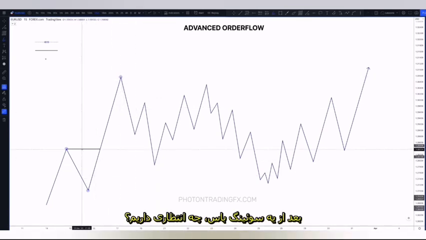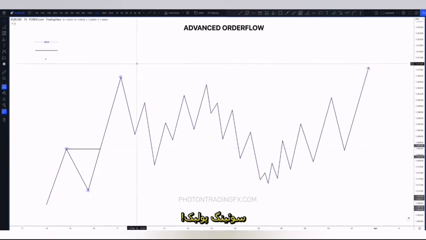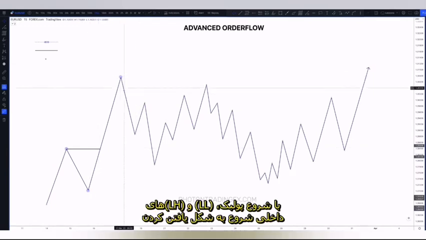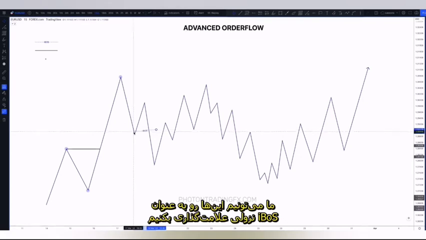So what do we expect after a swing break of structure? We expect a swing pullback. So we start to get that pullback to form that internal lower low. We then get an internal lower high, and then we get an internal lower low. So we can mark that on as our internal break of structure, our bearish internal break of structure.